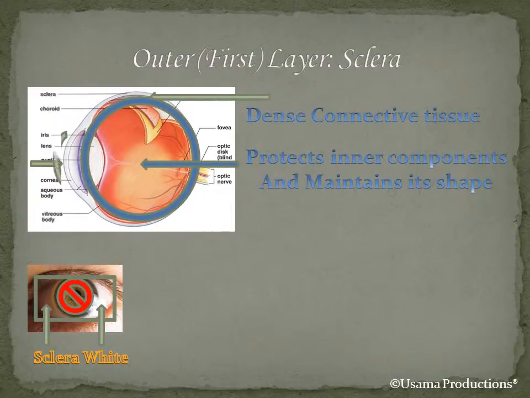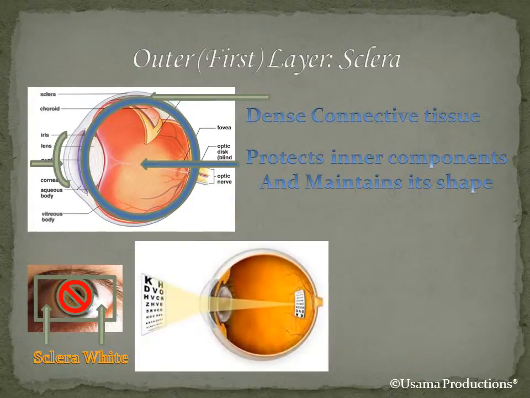In the front, sclera forms the transparent cornea. Cornea admits light to the anterior of eye and bends light rays so that they can be brought to a focus.